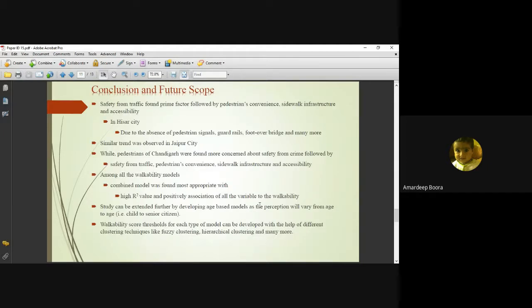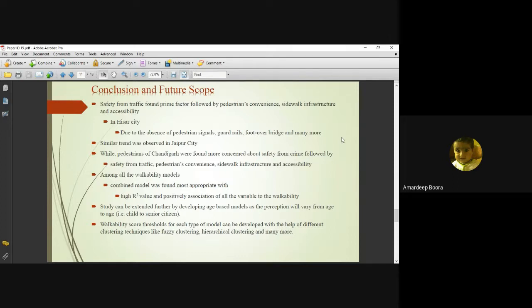From the conclusion and future scope, I'm going to conclude here. Safety from traffic was the prime factor in Hisar city from the pedestrian point of view, as sidewalk infrastructure was not there, pedestrian signals were not there, and guardrails, foot over bridges, and many other facilities were missing. A similar trend was observed in Jaipur city. However, in Chandigarh, pedestrians were more concerned about safety from crime, followed by safety from traffic.